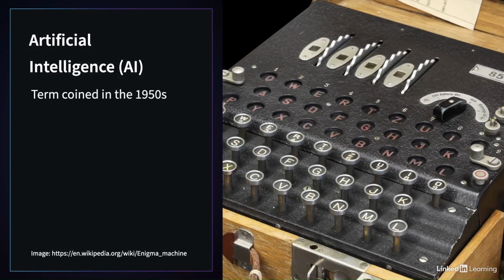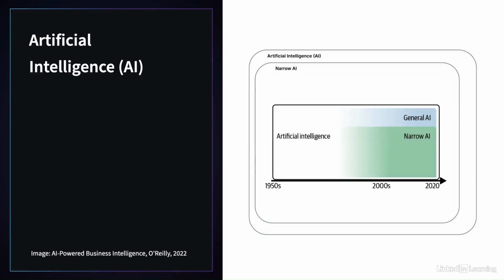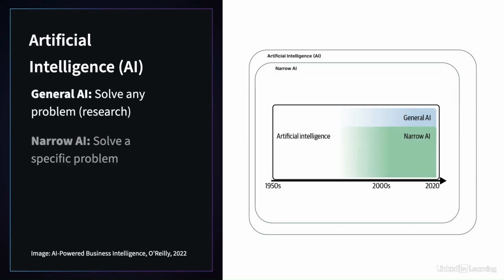The term artificial intelligence, or AI, has been around since the 1950s. If you heard about Alan Turing before, that's roughly where AI dates back to. There are two types of AI: general AI and narrow AI. General AI aims to solve any problem that the system has never seen before, but that's still mostly in research phase. Narrow AI, on the other hand, focuses on solving specific problems. And that's what really powers all the business AI applications today.